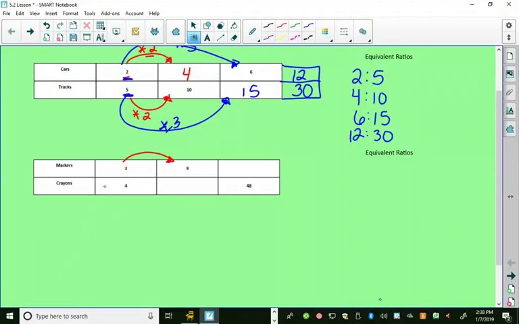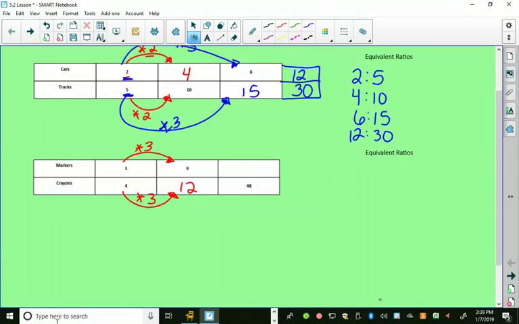And I drew an arrow, and I know 3 times 3 is 9. So that relationship has to stay the same for crayons. So I'm going to draw an arrow from the same crayon under the same column to the same column for the crayons. And I started at 4. I'm going to put times 3. 4 times 3 equals 12. So I know the relationship 9 to 12 is equivalent to the relationship 3 to 4.